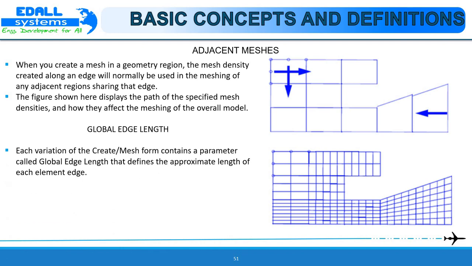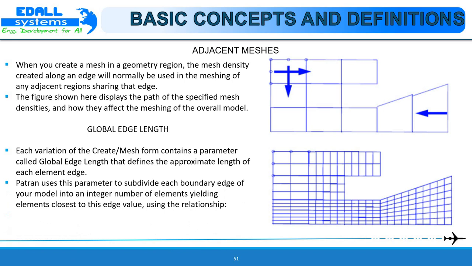Global edge length. Each variation of the create mesh form contains a parameter called global edge length that defines the approximate length of each element edge. Patran uses this parameter to subdivide each boundary edge of your model into an integer number of elements, yielding elements closest to this edge value. Using the relationship: number of elements is equal to the longest geometry edge length divided by the global edge length.